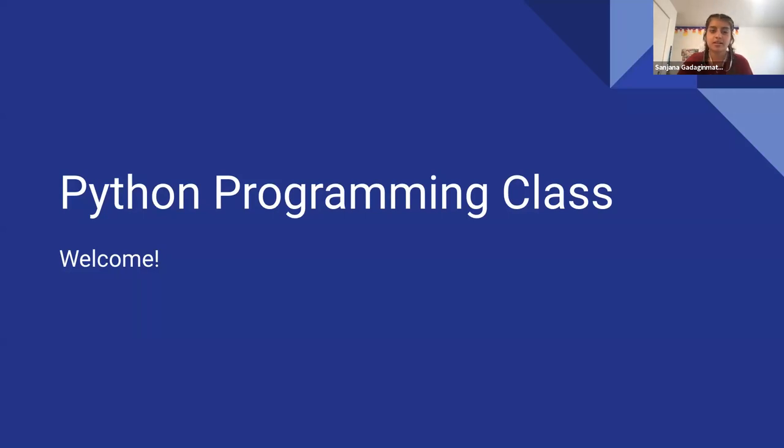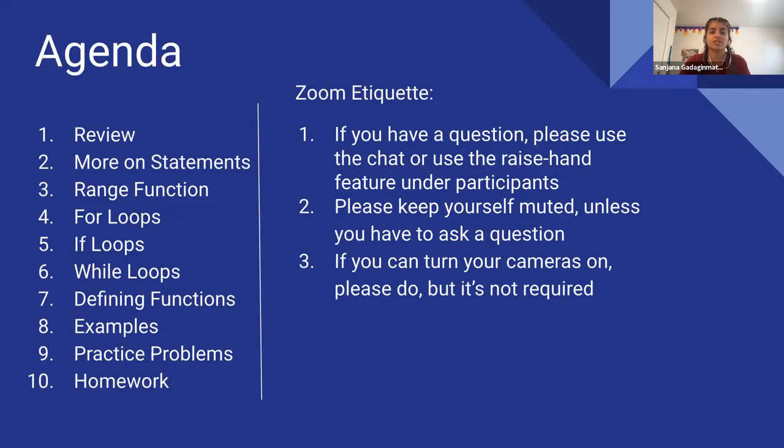Okay, so welcome to the second week of the Python programming class. All right, so our agenda for today, we're gonna review what we did last week, and we're gonna do a little bit more on print statements, and then we're gonna do range function, for loops, if loops, while loops, and defining your own functions. And we'll give you guys some examples and some practice problems, and then we'll also give you guys homework for today.